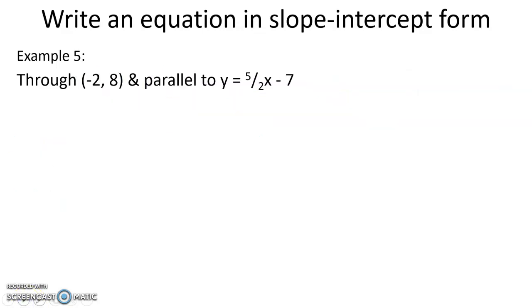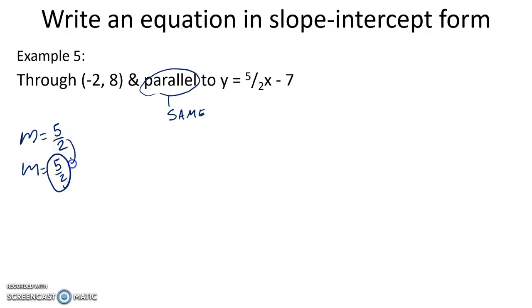Going to this one here, you want a line that goes through that point and is parallel to this line. Now remember, the old slope is 5/2. Parallel means that it's the same slope. So basically, my new slope is still going to be 5/2. It's going to be the exact same thing.